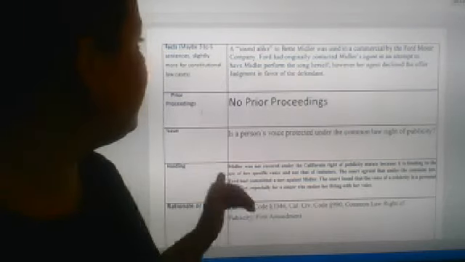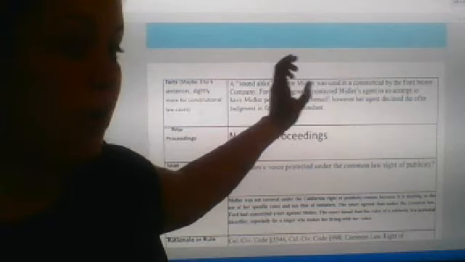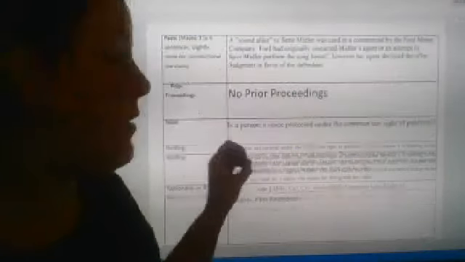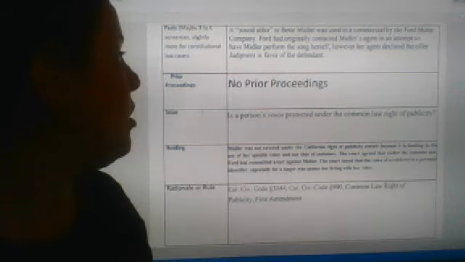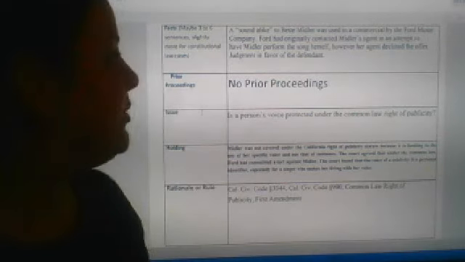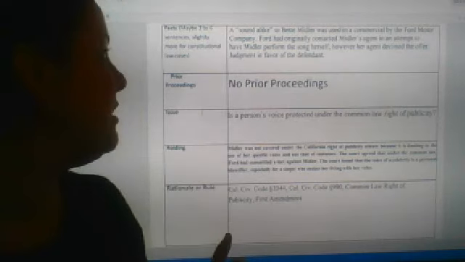This is what a final brief will look like. Up at the very top of the brief, you would have the title, which would be Midler v. Ford, and the whole title would be at the very top. And I'm going to go ahead and break it down using the particular Bette Midler case. Now, in the Bette Midler case, a sound-alike to Bette Midler, someone that was sounding like Bette Midler, was used in a commercial by the Ford Company. Ford had originally contacted Midler's agent in an attempt to have Midler perform the song herself. However, her agent declined the offer.